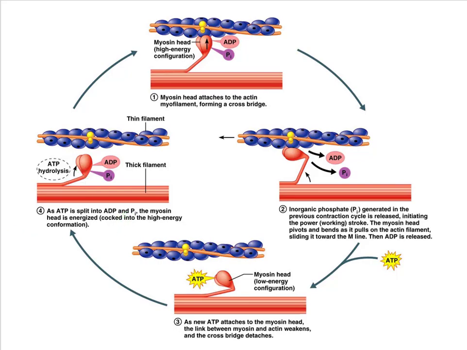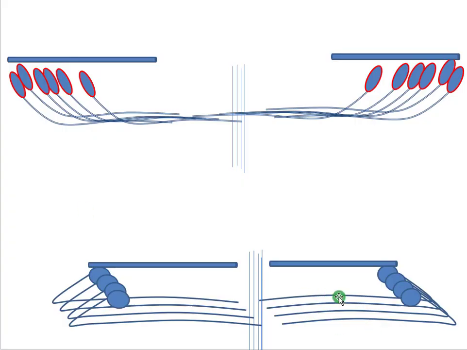So when I hydrolyze ATP, what I'm really doing is taking these myosins and bringing them back to this state. When I bring them back to this state, they find another myosin head binding site. And then from there, I'm going to release ADP and P. Where did that come from? Oh, it came from the ATP that I just burned. And from there, I go back into my low energy configuration.